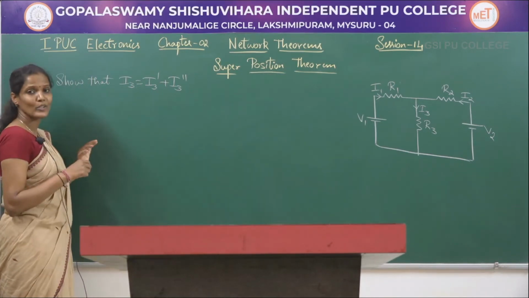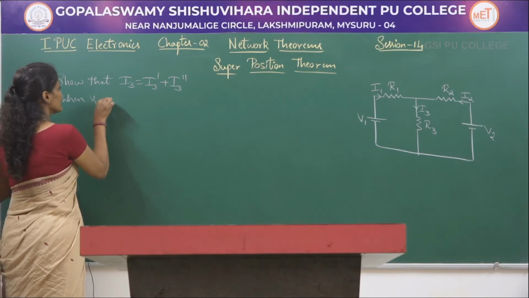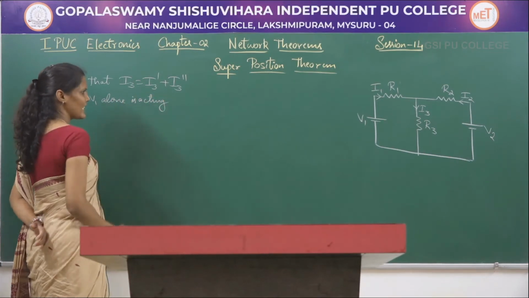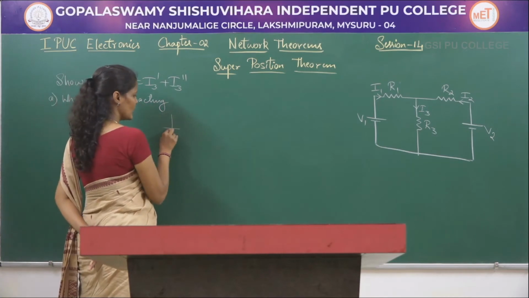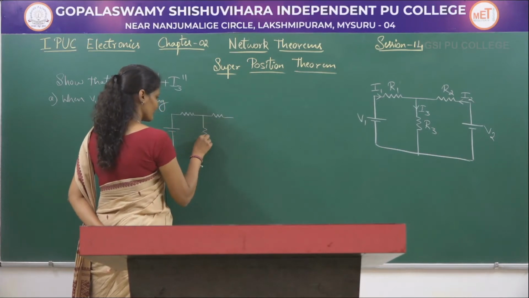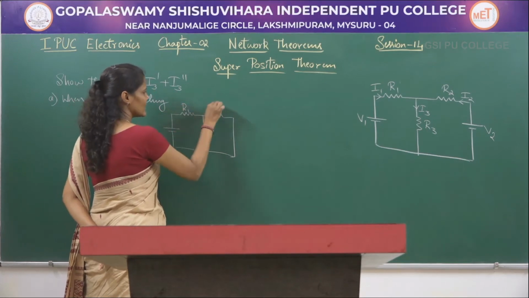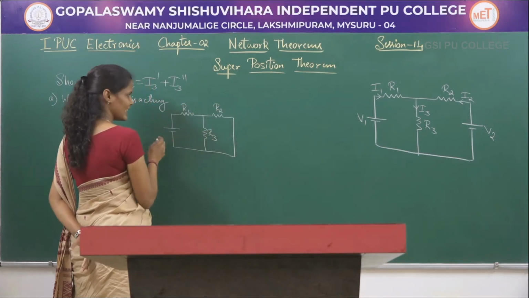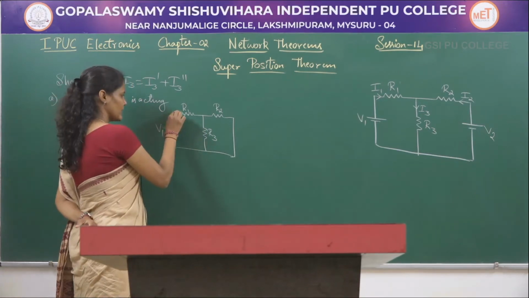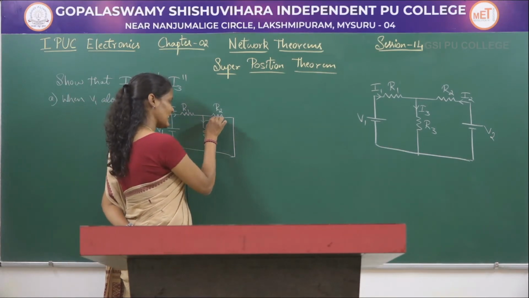Now let us consider the voltage sources one at a time. Case 1, when V1 alone is acting. When V1 alone is acting, the circuit will become like this. You have to just short circuit V2. This is R1, R2 and this is R3. This is equal to V1. The current which is flowing here is I, and the current which is flowing through this R3 is I3 dash.